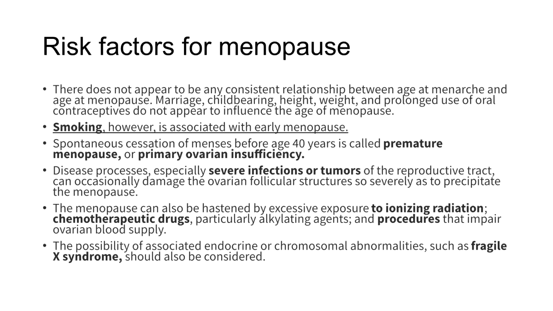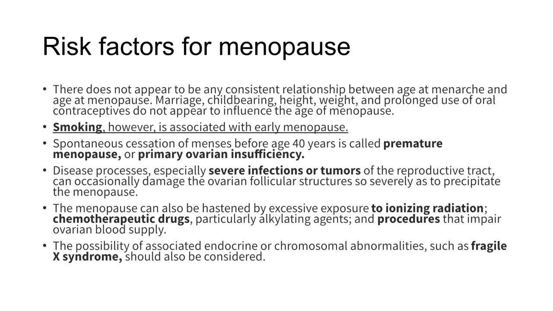Risks for menopause: it seems there's no consistent relation between the age of menarche and the age of menopause, or any relation with being married or childbearing, height, weight, or the prolonged use of contraceptive pills. Those do not appear to influence the age of menopause. However, smoking is associated with early menopause.